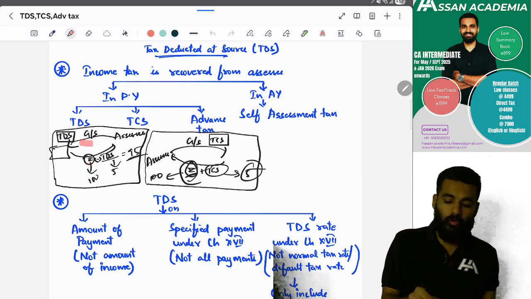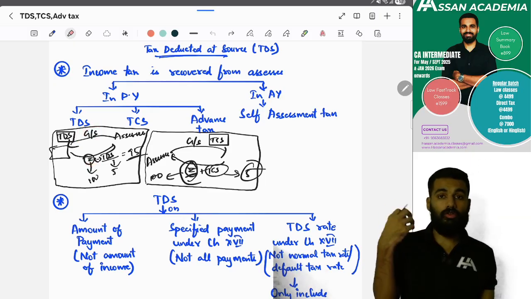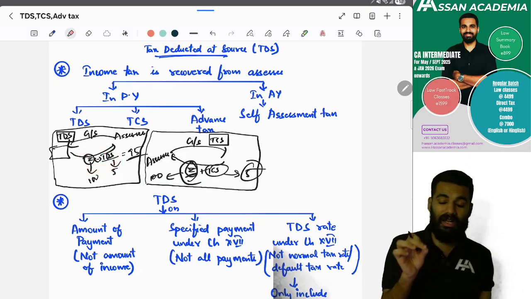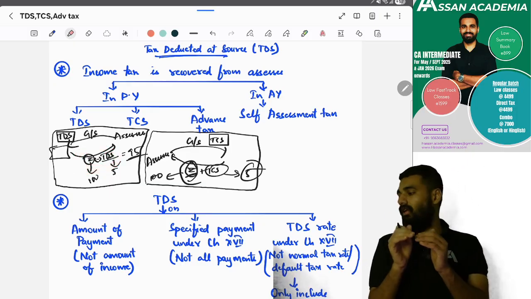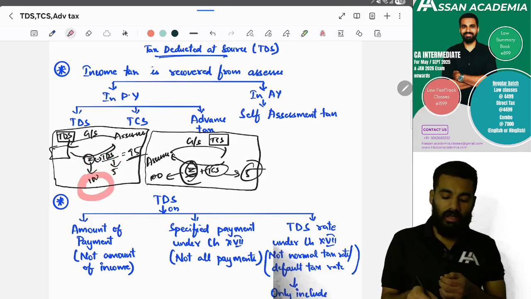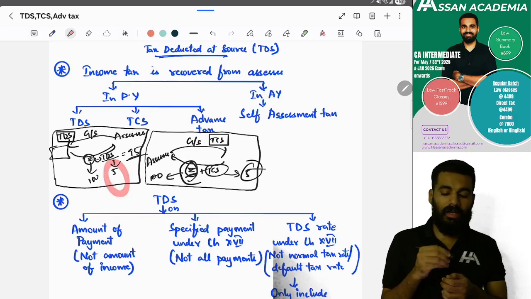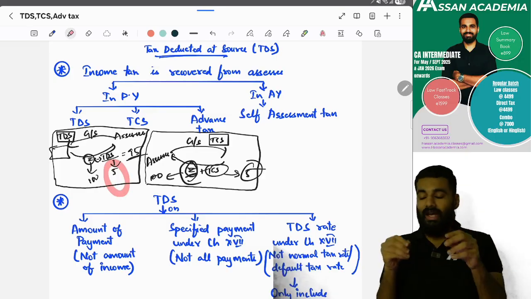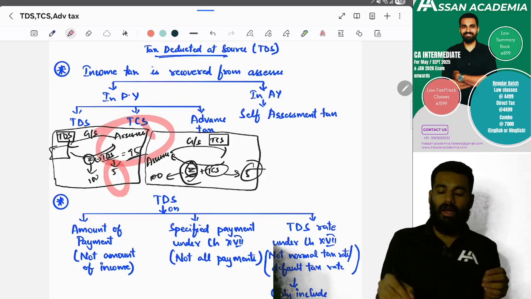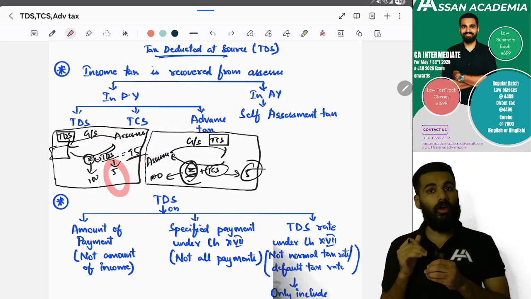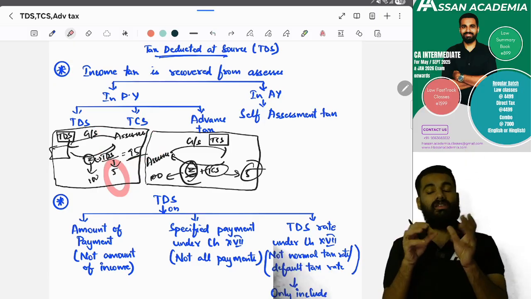If he is paying for the goods or services he receives, he is paying some amount. From that amount, he will reduce some tax. For example, the product is 100 rupees. The TDS is telling you have to reduce 5 rupees. So after deducting 5 rupees, he gives the seller 95 rupees. This deduction is what is TDS.